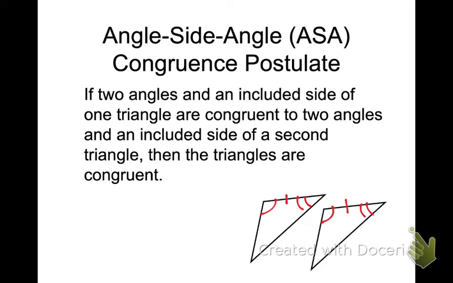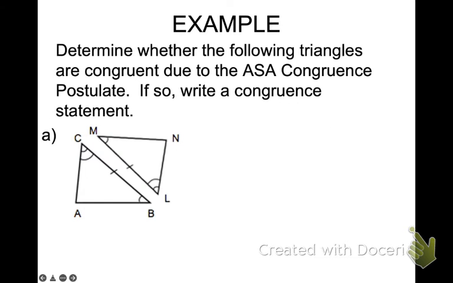Okay. So do we have angle side angle in the two triangles shown below? Does everybody see it? Angle side angle. So this one's a yes. So now let's write the congruence statement. I'm going to go triangle ABC is congruent to triangle. What would A match up with? N. B with M. C to L.